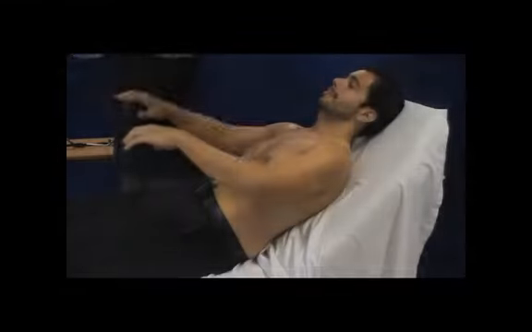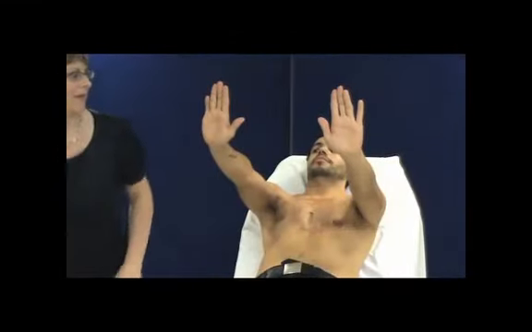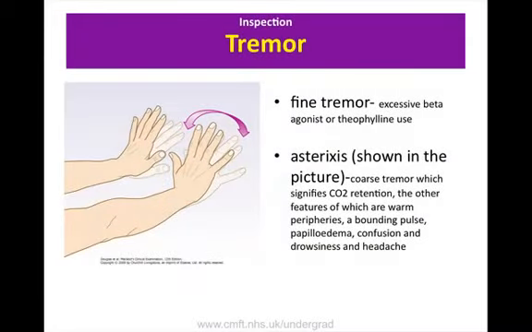Ask the patient to put their hands straight out in front of them and cock their wrists back. Watch for a few seconds for a jerky, flapping tremor. The slide also describes other features of carbon dioxide retention.